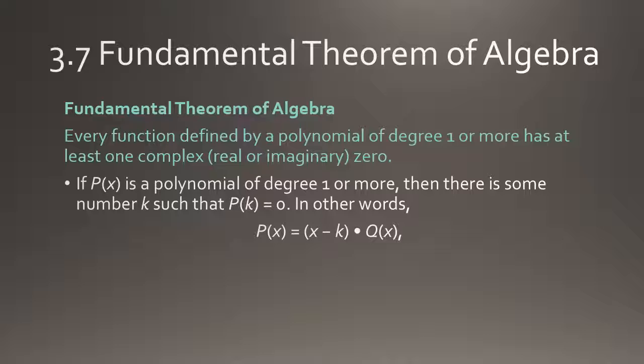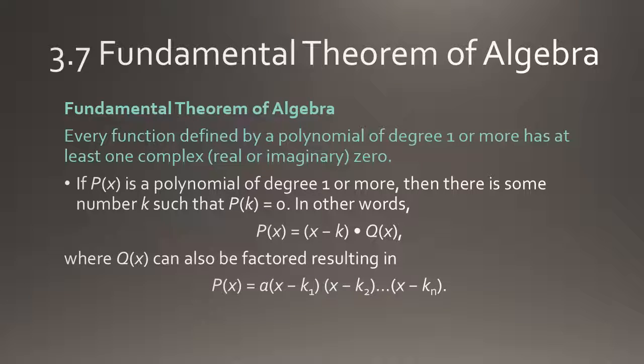Another way of putting it is that there is some number that is an actual factor of p of x. There is some number k where p of x equals x minus k times q of x, and q standing for quotient, where q can also be factored, resulting in p of x equals a times x minus k1 times x minus k2, etc., until you get to the final factor.